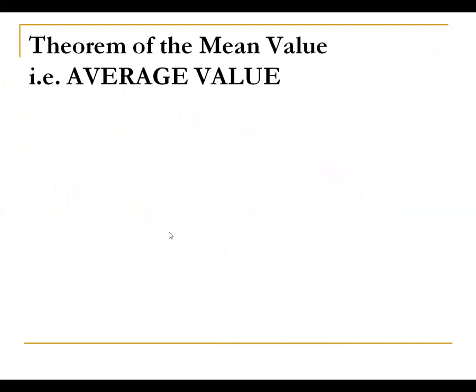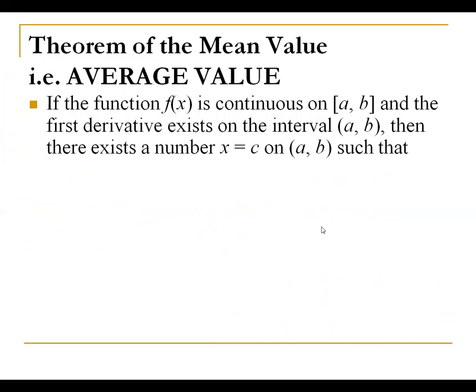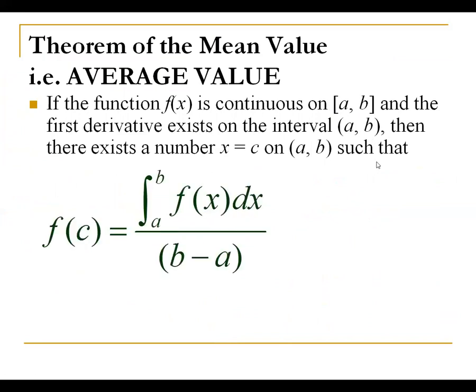Let me just click through that then. The theorem of mean value and average value theorem. So if the function is continuous on the closed interval and the first derivative exists on the open interval, then there exists one number c on the interval such that f of c equals the definite integral of the function over the interval divided by the width of the interval.